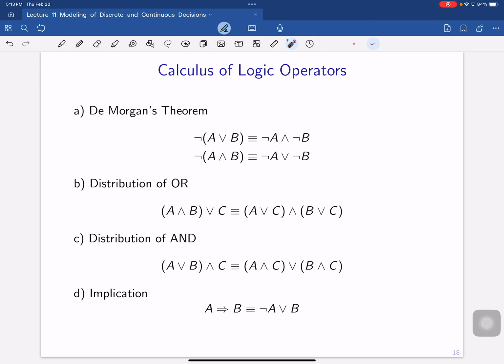What about implication? If we say A implies B, that means the negation of A or B. A implies B means when A is true, then B must be true. As you can see, if A is true, the negation of A is false, and since it's an OR operator, B must be true. If A is false, then B can take any values. You can easily say this thing is equivalent to the implication. Okay.